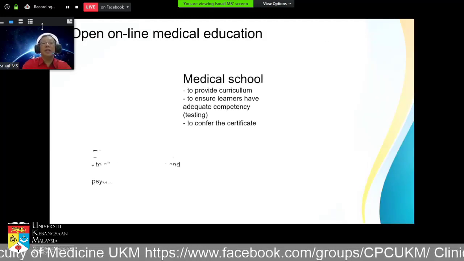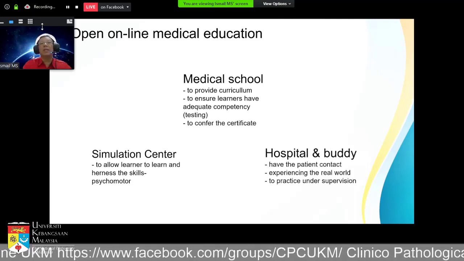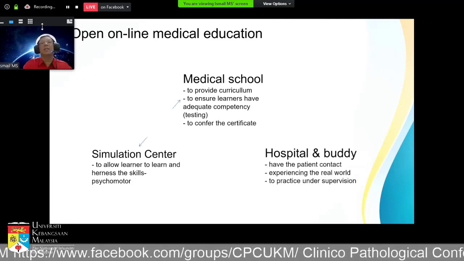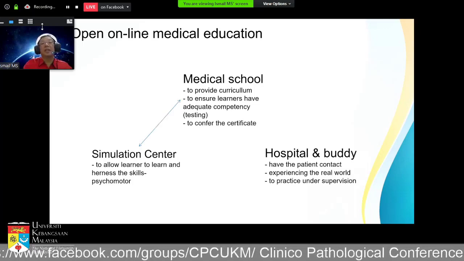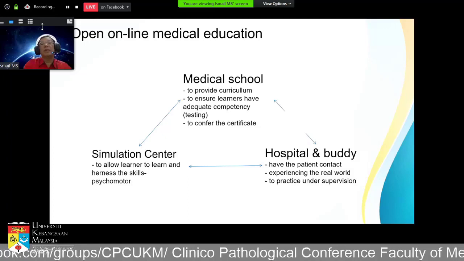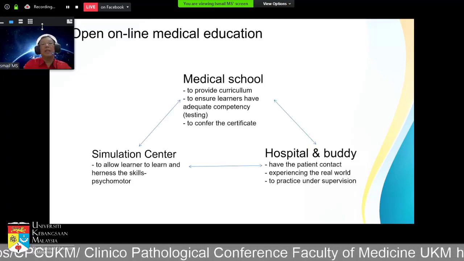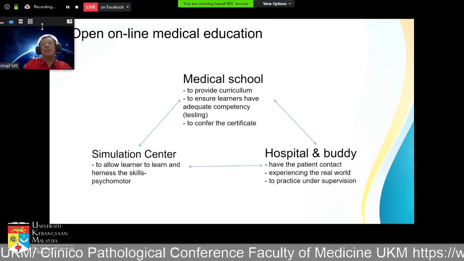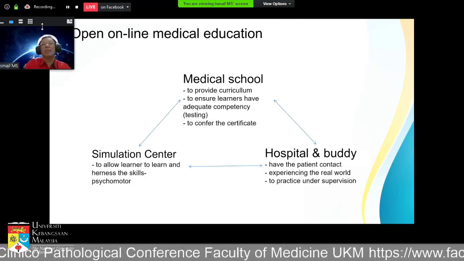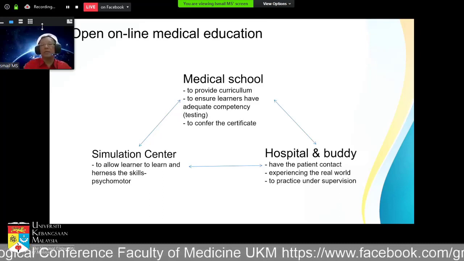So finally, something to think about is open online medical education. Can it be done? I think yes. This is a good time to ponder this idea of a medical school that provides the curriculum and does the testing, a simulation center that allows the students to learn hands-on, and the hospital becoming the buddy of the medical student. But this is something to ponder. With that, thank you very much, and I pass back to Prof. Zaliha.